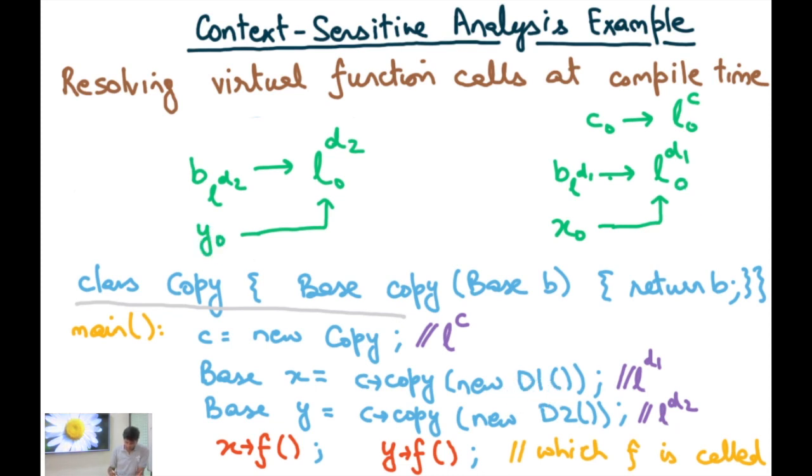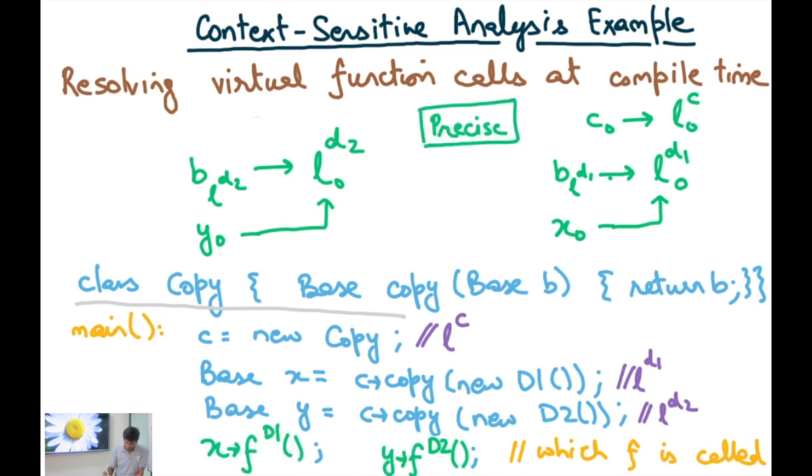Similarly, Y0, or Y in context main, can only point to L0 D2, which is of type D2. So I can resolve these f's precisely by saying that this should simply call D1's f, and this should simply call D2's f. In other words, the compiler is able to resolve the virtual function calls at compile time and thus save runtime overhead, the runtime vtable lookup overhead due to the general resolution at runtime.